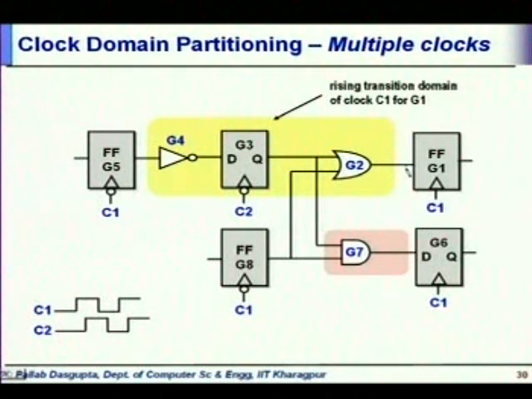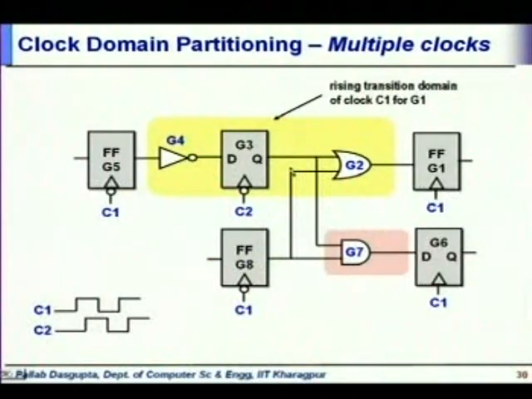Now to find out which portion of the circuit we need to simulate in the rising clock domain, we backtrace from this. Backtracing takes me to this logic gate, so this logic gate has to be simulated. We go further back and then we come to this latch. Now the question is, is this latch transparent or opaque at this point of time? In other words, do we have to look beyond this latch or not?